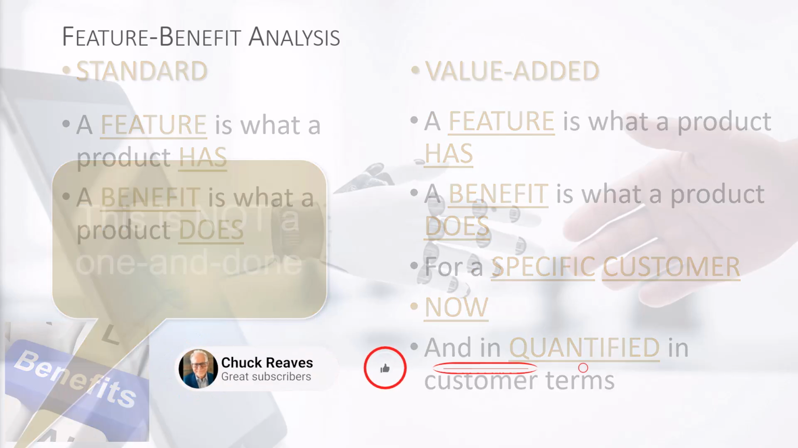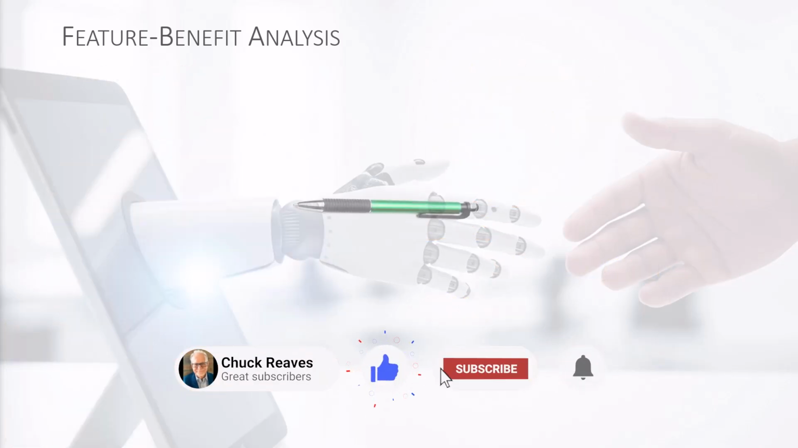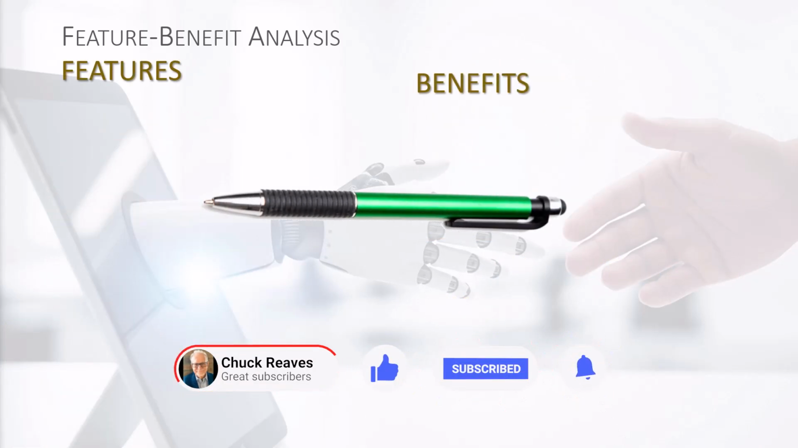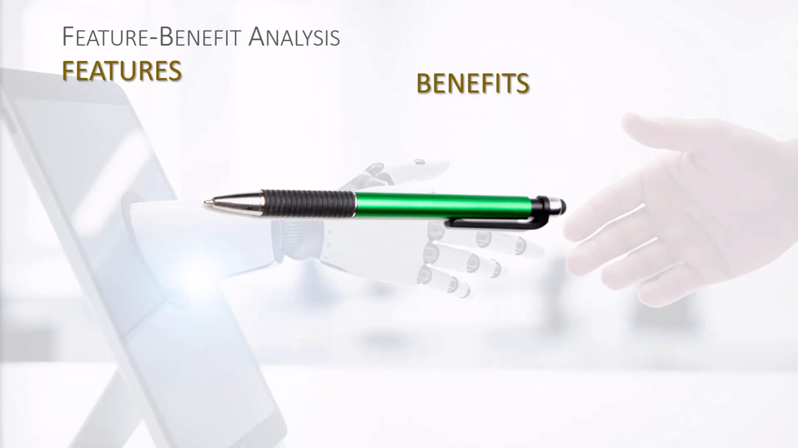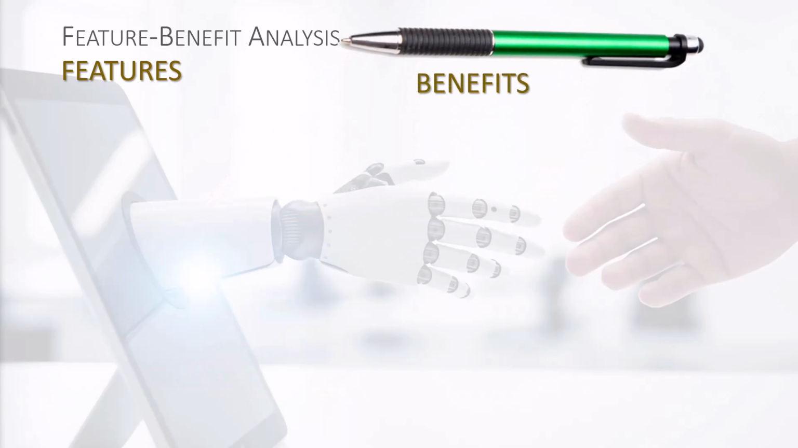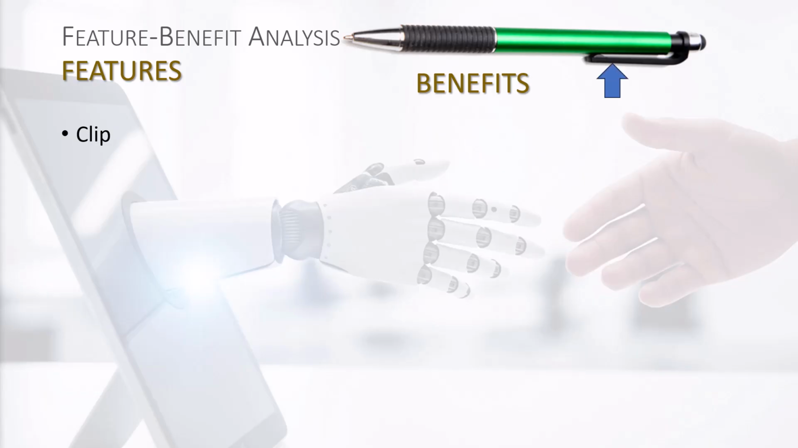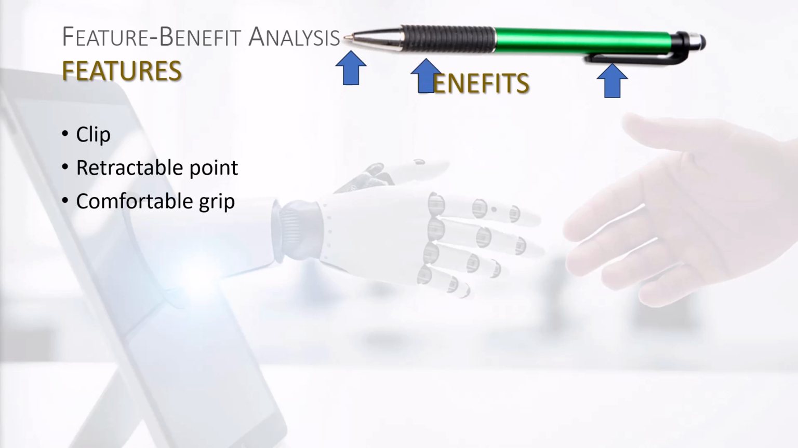Let's look at an example. What is this? It's a pen. Let's look at the features and benefits of this particular pen. What are they? Well, we could say one of the features is it has a clip. Another feature is it has a retractable point. Another feature, it has a comfortable grip. Another one, the appearance. It's a nice looking writing tool. And it has a tablet stylus up on the head.